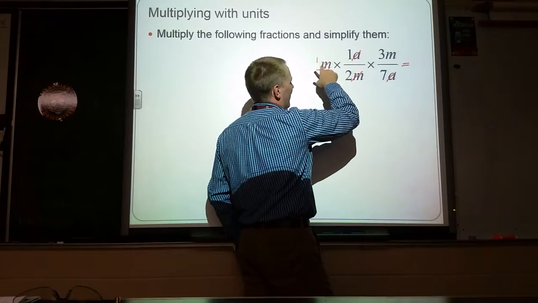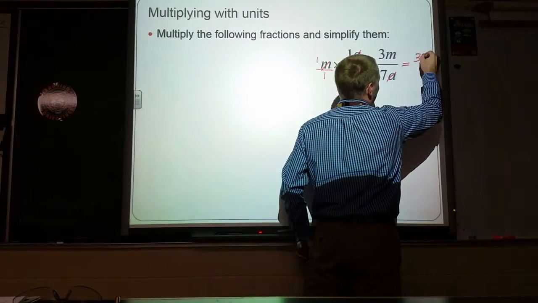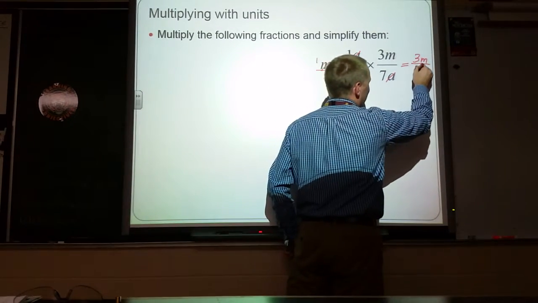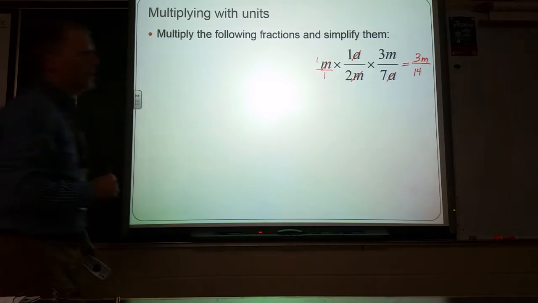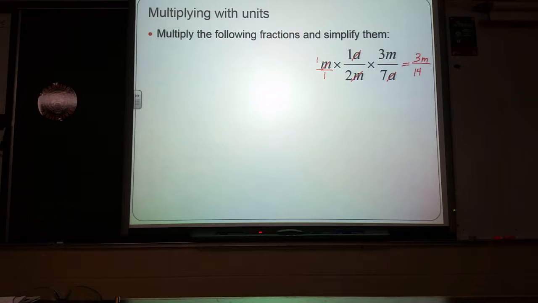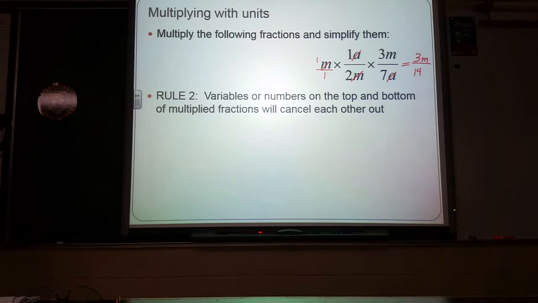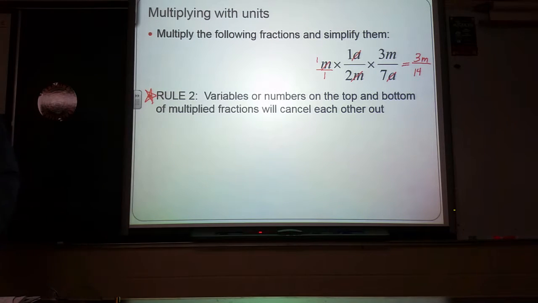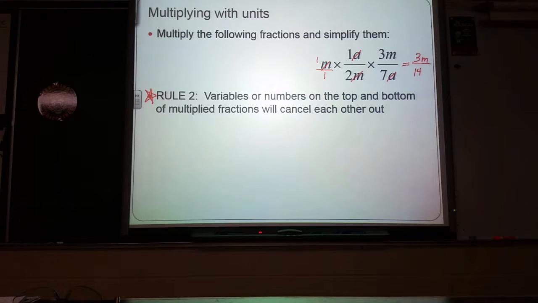So this becomes a 1, so 1 times 3M. We still have that M up on top. 1 times 2 times 7 is 14. So we'd write it out 3M over 14. But as long as we have 1 for 1 on the top and the bottom, we can cancel those out. So rule 2 here says that variables or numbers on the top and the bottom of multiplied fractions will cancel each other out. So whether it's the number 7 or the letter M or A, if they're on both the top and the bottom, they will cancel each other, equal numbers of each.